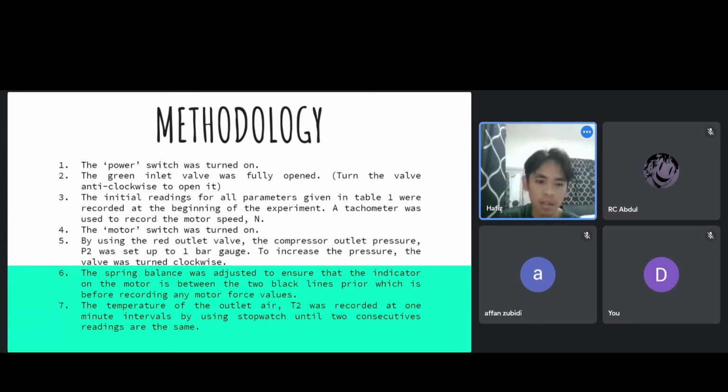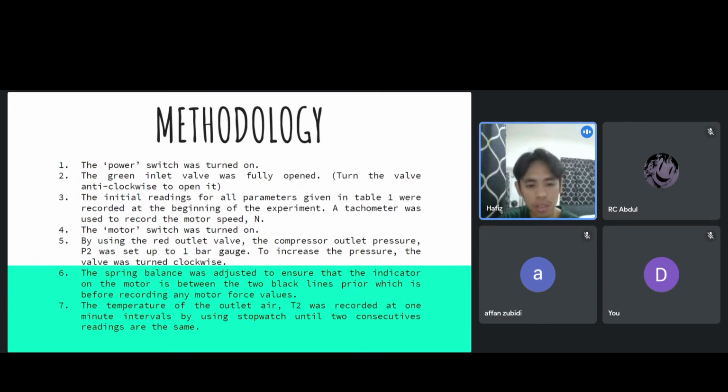The fifth step is, by using the red outlet valve, the compressor outlet pressure P2 was set up to 1 bar gauge. To increase the pressure, the valve was turned clockwise. The next step, the spring balance was adjusted to ensure that the indicator on the motor is between the two black lines, before recording any motor force values.